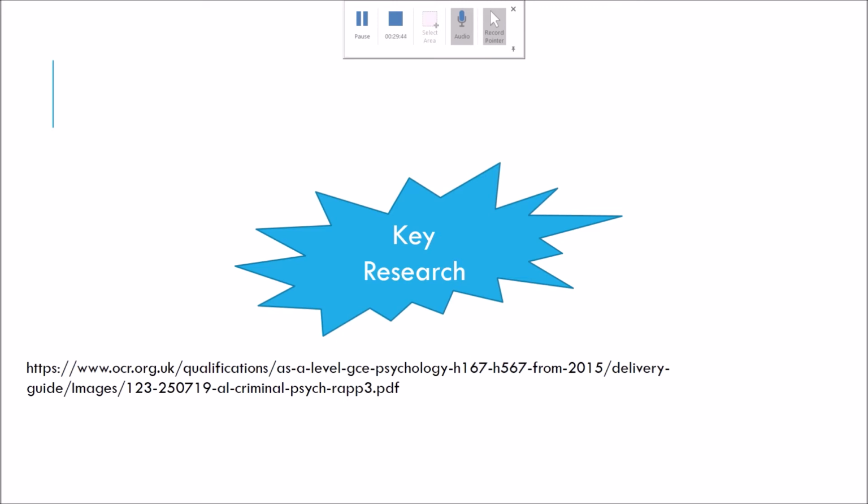Now, your key piece of research is by Memon and Higham. So in Memon and Higham, in terms of the research method, it is another unique one in the sense that it's a review article. So in other words, they review how effective the use of the cognitive interview is.